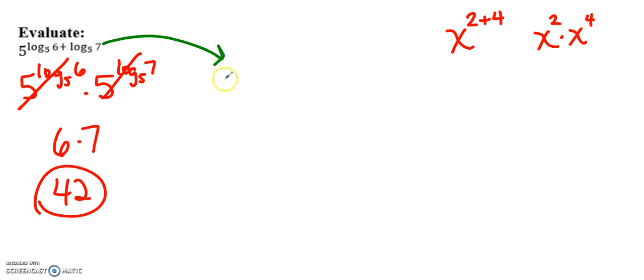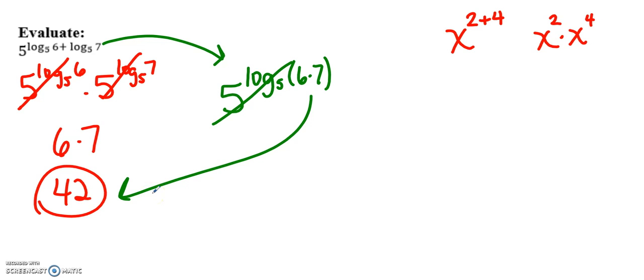Or I could also combine this into a single logarithm. So this is going to be 5 to the log base 5 of 6 times 7 because of this addition property. Now 5 and log base 5 can cancel. We still get 42.